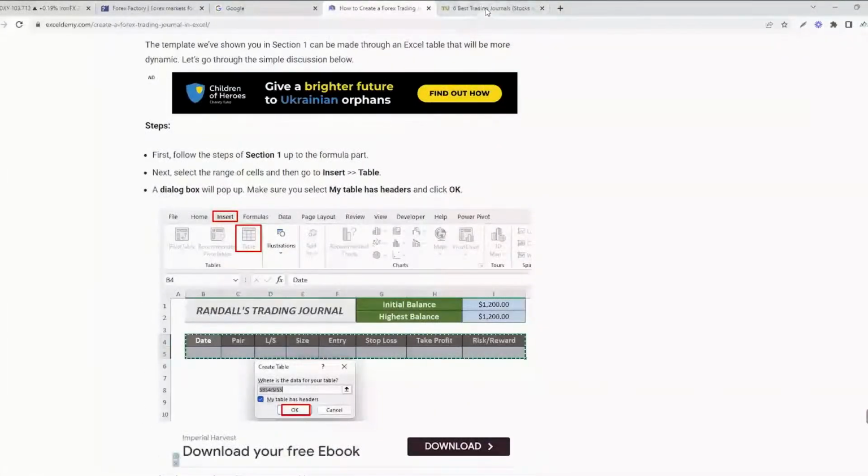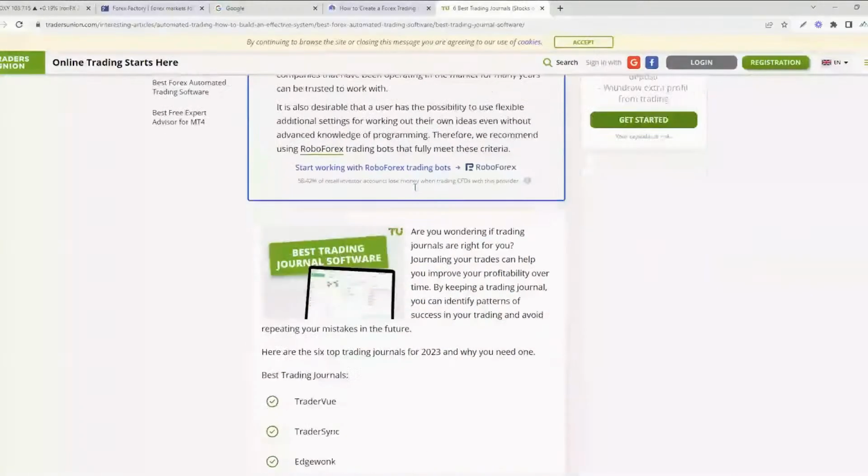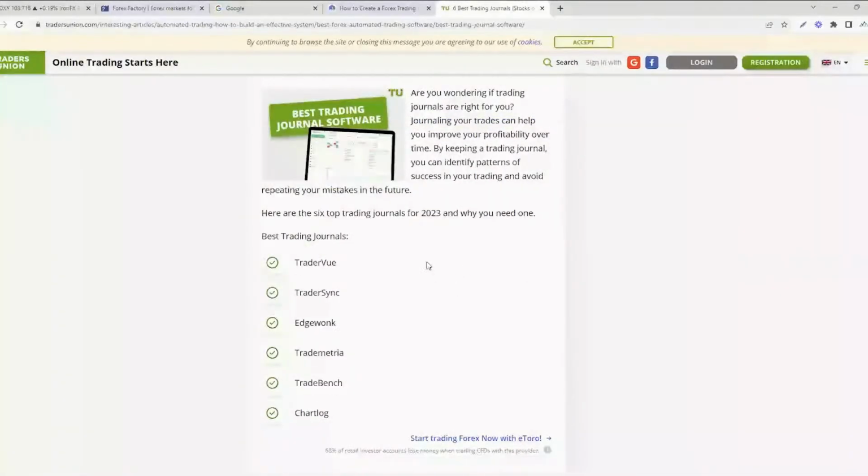And the other one is this Traders Union website, where they have done a review of several trading journals. Okay, these are all paid subscription journals. Okay, just to be clear, I'm not promoting any of these particular trading journals that are listed here. Of course, you're free to Google and do your own research and try and find the right trading journal for yourself.